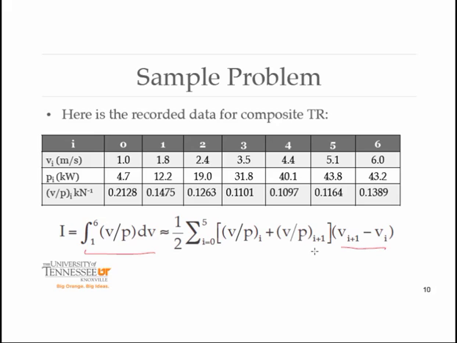So let's look at the data points. We're going to be integrating from time 1 to 6, but we actually have 7 data points. We need the initial velocity and the initial power, and then if we have those, we initially know what v over p is at the initial point.